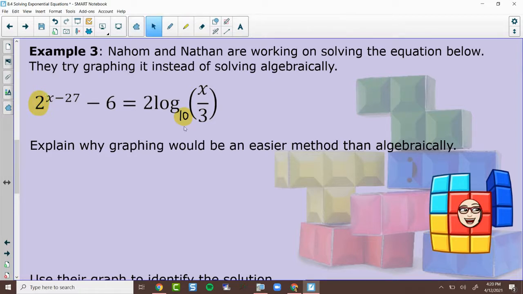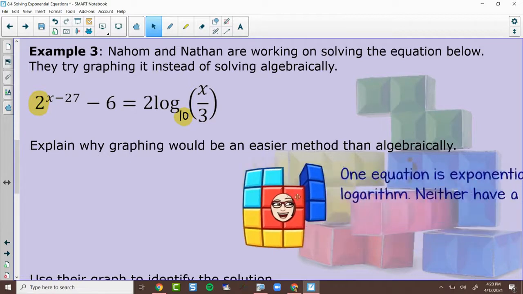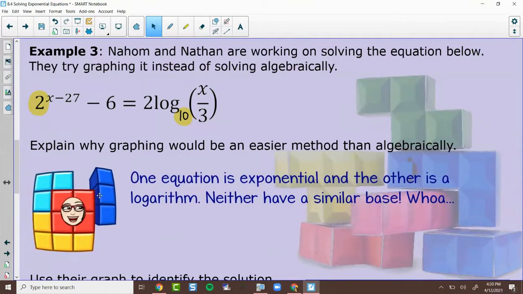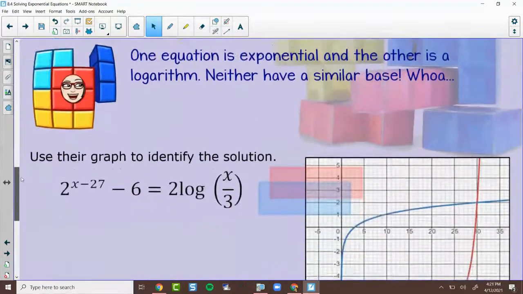These look like completely different equations because I have exponentials on one side, and then I've got a log on the other side. So on this one, I think you can see why graphing is going to be a little bit easier. Not only are they different types of equations, they also don't have the same base. So trying to convert between those isn't going to be easy, and I feel like I'm just going to be doing a lot of rotating around.